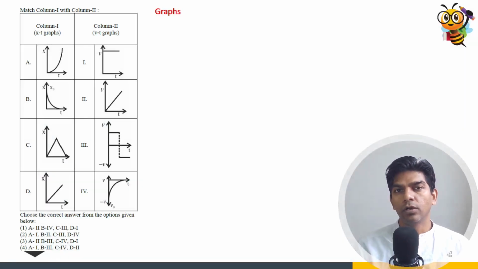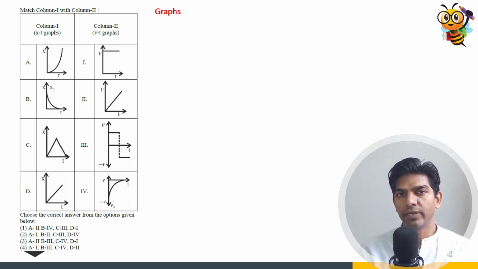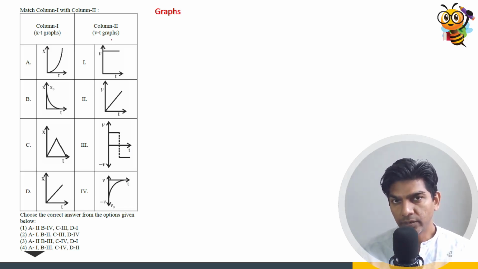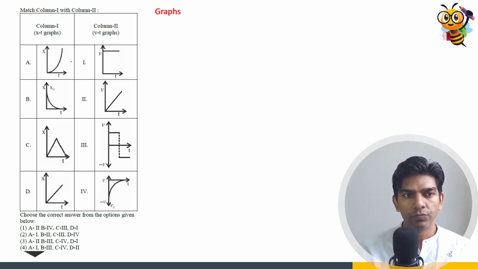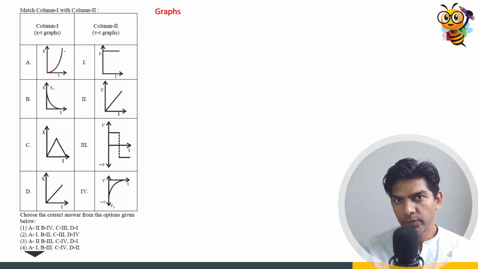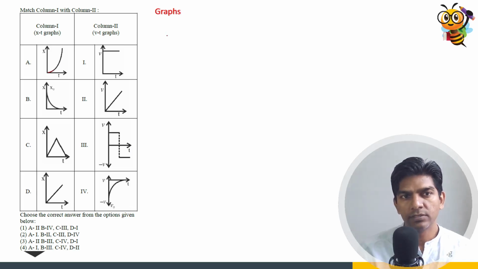Here we have given two columns. In column 1 we have given xt graphs, in column 2 we have given vt graphs, and we have to match the columns. So if you look at A, here the slope is continuously increasing. It means the speed is increasing, right? And it looks like a parabolic function, and we know that when x is a parabolic function of time, then the velocity time graph will be linear. So we can say A corresponds to 2.